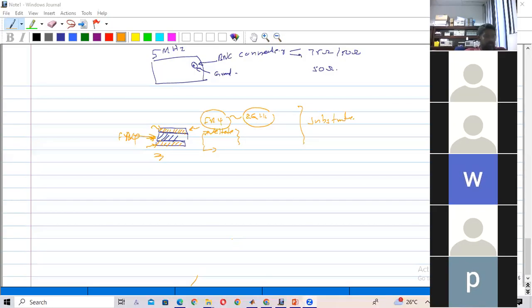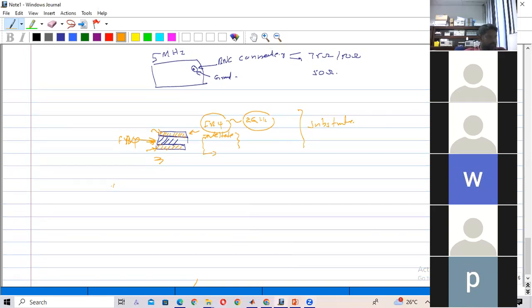But some types of antenna, for example, the dipole antenna. If you consider a dipole antenna, it has two poles like this. This is one pole and this is another pole. So can anyone tell what is the ground of this antenna? What is the ground of this antenna? If it is a monopole, it is like this.